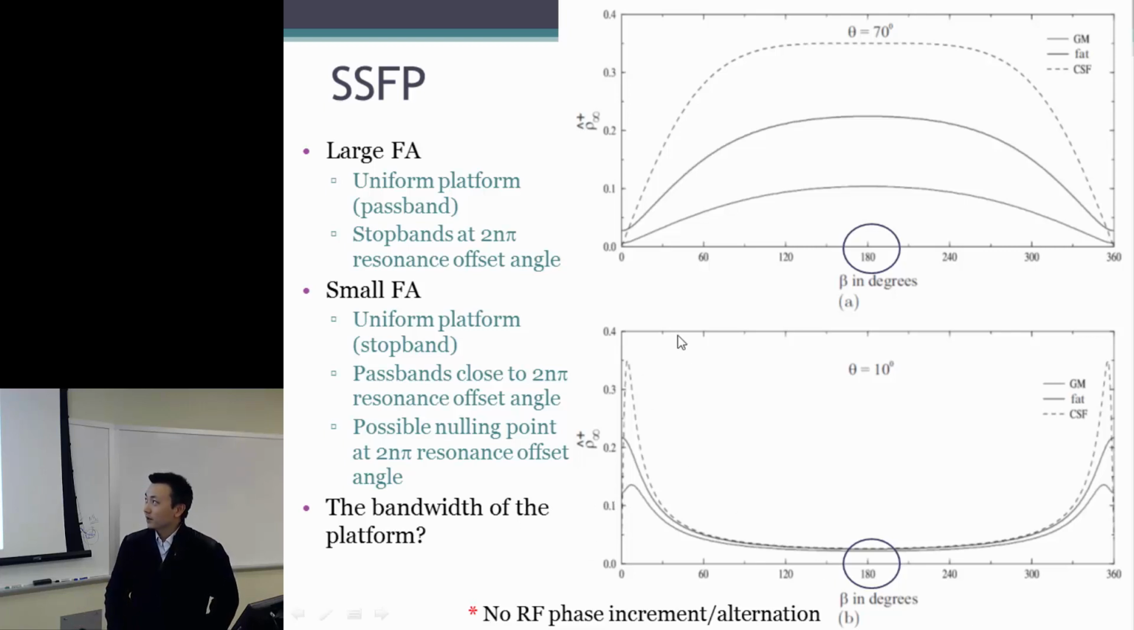We have noticed that the x-axis here is shown in terms of beta, the resonance offset angle. But a question to you is: what is the bandwidth of this plateau? What is the bandwidth from this point to this point? It would be very simple.